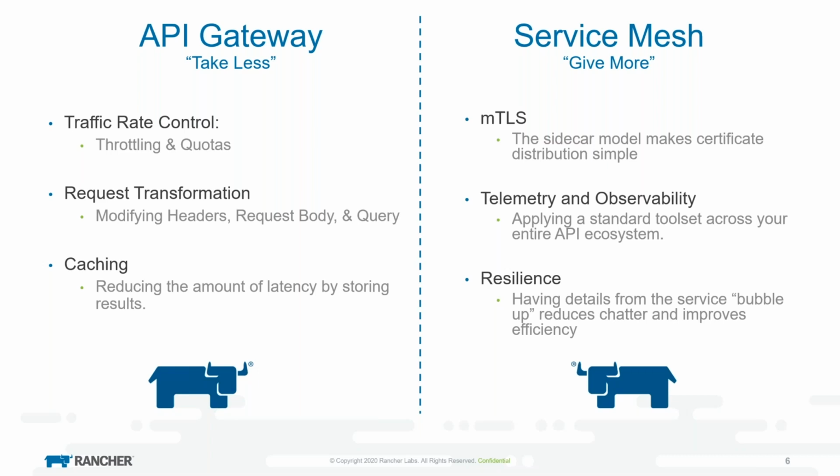So you don't have to worry about, as in the API gateway case, adding individual services. And then lastly, one of the benefits of a service mesh is resilience. The service mesh most often being deployed on top of Kubernetes, you get all of the resilience benefits of Kubernetes, as well as more advanced circuit breaking, traffic routing, traffic mirroring, and so forth.